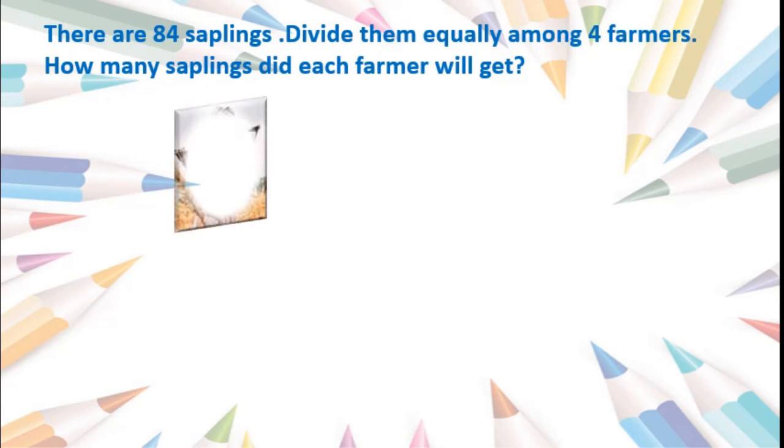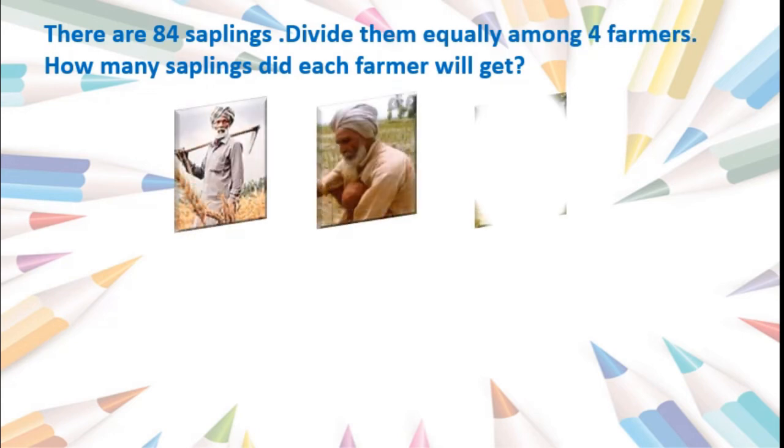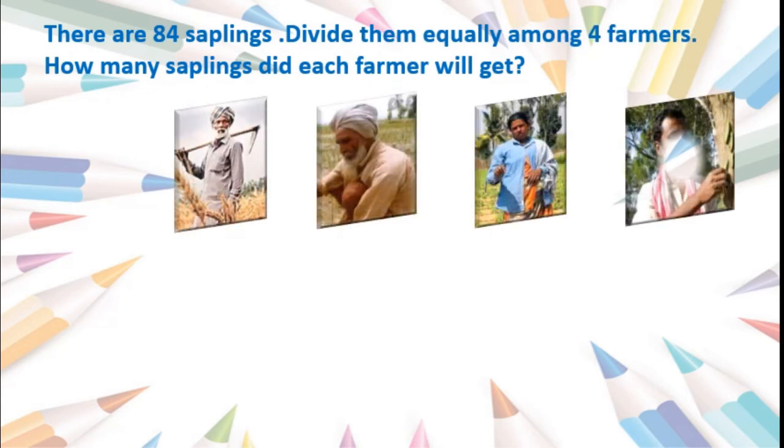What did the fourth farmer say? This is the first one, second one, third one and fourth one. The fourth farmer said that we have 84 saplings, isn't it? So from the start we will divide 20 saplings to each one. Why divide first 10, then again 10? We will directly collect 20 saplings from the stock. Okay. Then all said okay.